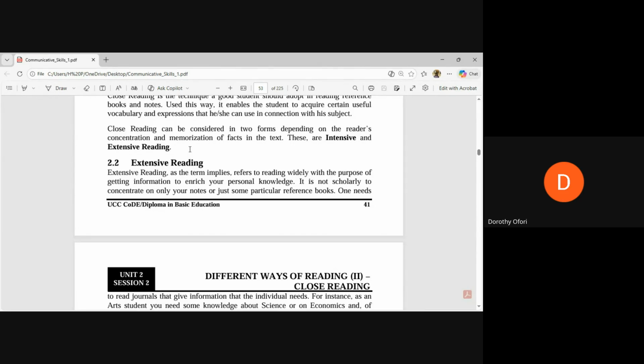For example, I deal with English communication, right? And if I want to look at something related to law, if I buy a book about law and I want to know my rights as a citizen, I am reading wide, and this is what we call extensive reading. When we deal in extensive reading, mostly the texts we use are not within our field.